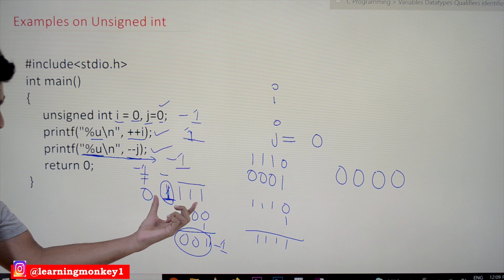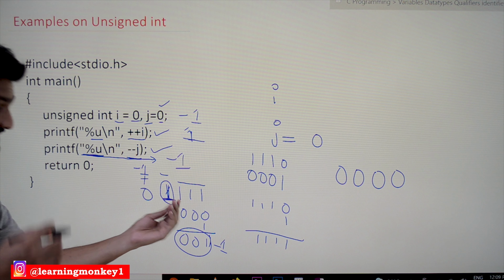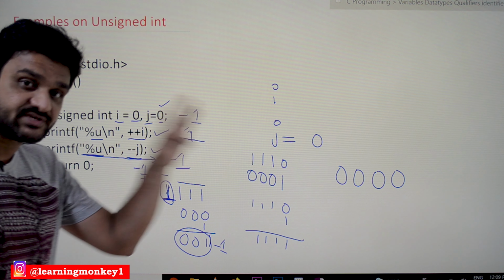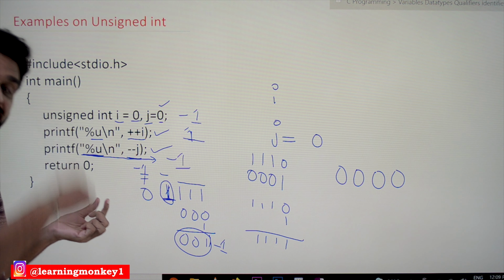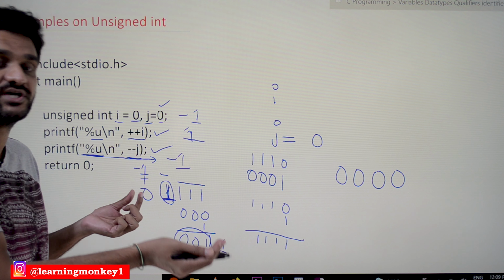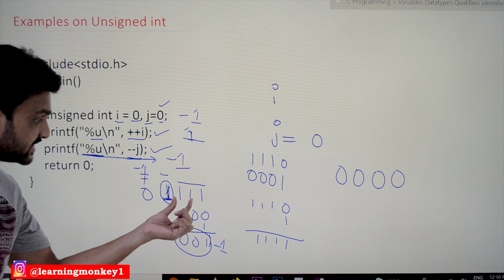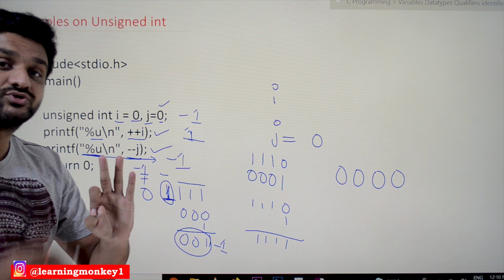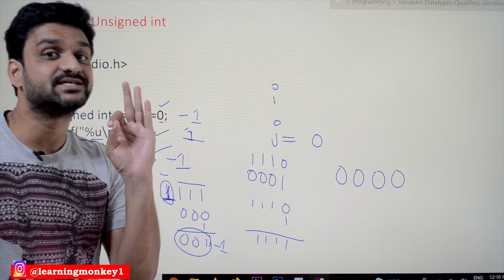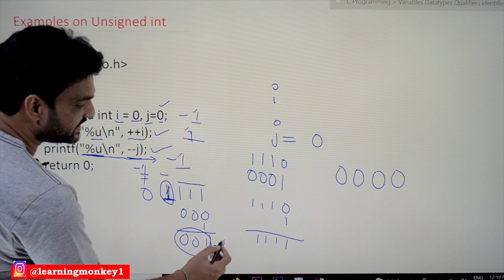In the case of signed numbers, if it is a 4-bit number, the most significant bit is considered for sign. If it is 0, it means it is a positive number. If it is 1, it means it is a negative number. And the remaining bits, for 4 bits the remaining bits are 3. Those 3 remaining bits are considered as the magnitude of the number. Okay, so we are going to get it as -1.